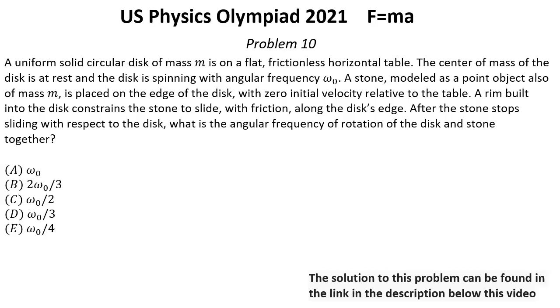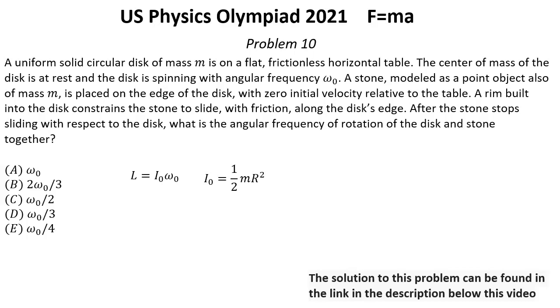Here we can use angular momentum conservation. So we have angular momentum equal to I0 multiplied by omega 0, where I0 for a solid disk is 1/2 m r squared. Now when we put this stone on the edge of this disk, we still have the same angular momentum, but now the whole construction rotates around a common center of mass, which stays at a distance r/2 from the center of the disk. So for this construction we need to calculate the moment of inertia.